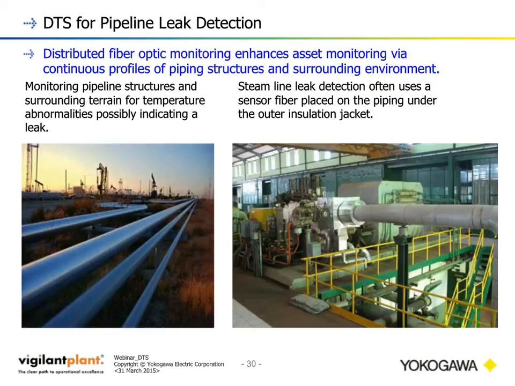Again, DTS can be retrofitted in a lot of cases, and of course installed where new steam piping is being installed. Watching the background signature of temperature and knowing what the normal dynamic is versus any abnormalities enables operations and maintenance teams to make things preventive maintenance rather than corrective maintenance or outage response.